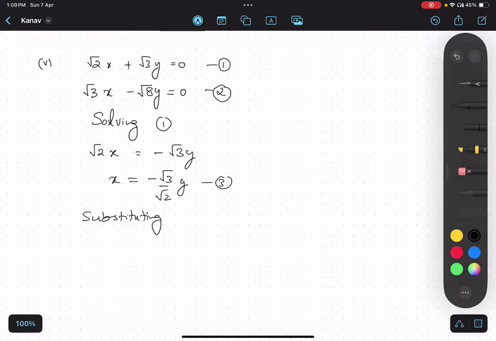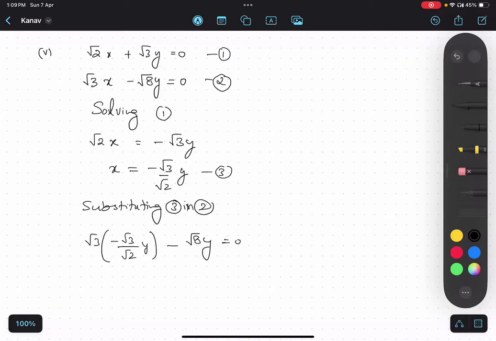Substituting 3 into the second equation. So root 3 multiplied by minus root 3 by root 2 y, minus root 8 y equals to 0. Okay. So we cannot cancel root 3 and root 2, so I'll just multiply. Root 3 into root 3 is 3. So negative 3 by root 2 y minus root 8 y equals to 0.